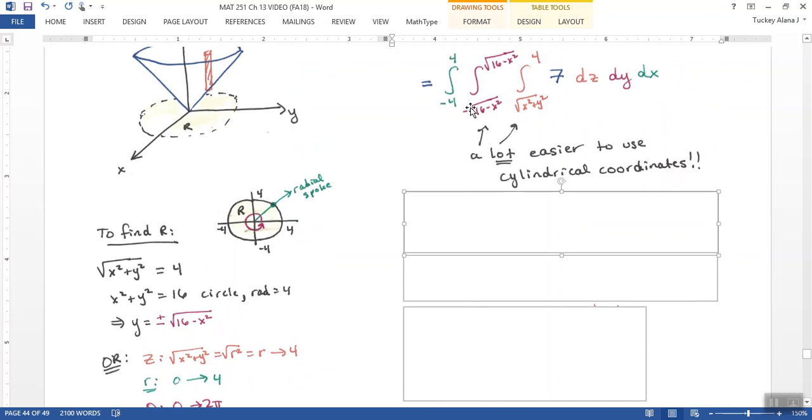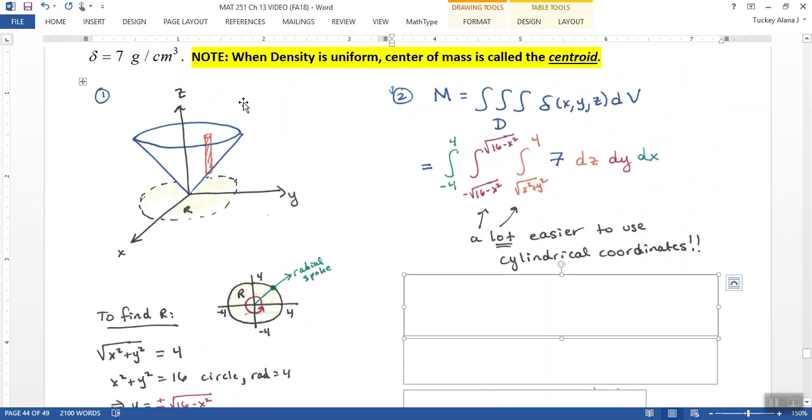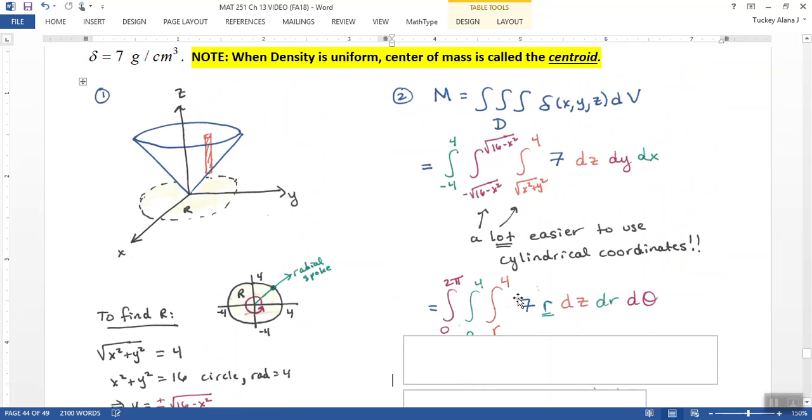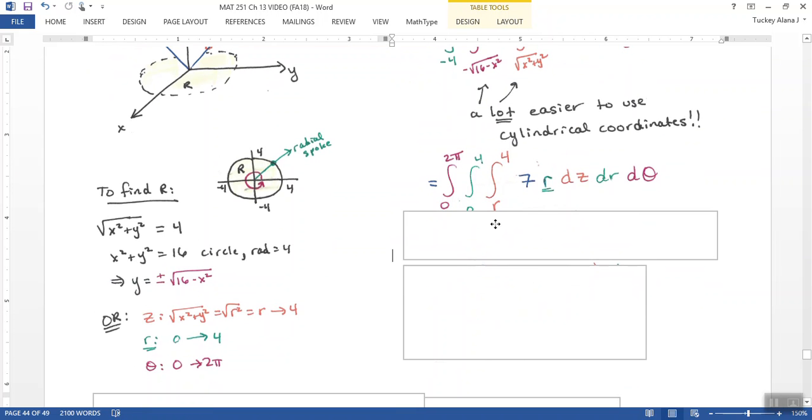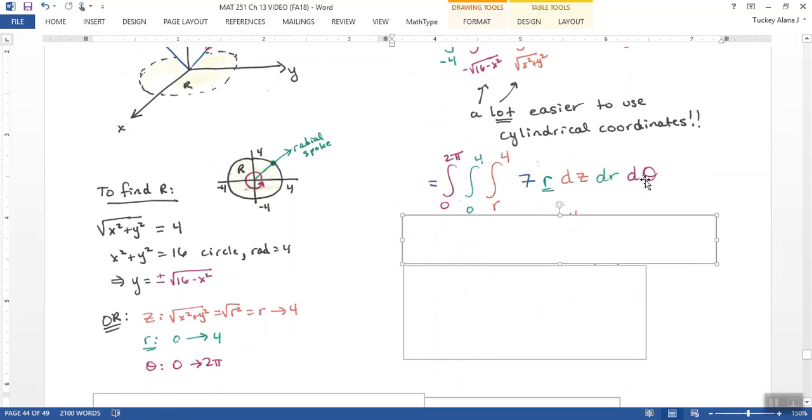Now my density function being constant helps, because then it's just 7, so that's nice. And then I would change my limits of integration to 7, fine, and then r, remember we have to throw that in there when you do cylindrical coordinates. It's r dz dr d theta. So r gets thrown in there, so 7r, and then dz, where z is going from r to 4, dr, where r was going from 0 to 4, and d theta, 0 to 2 pi.